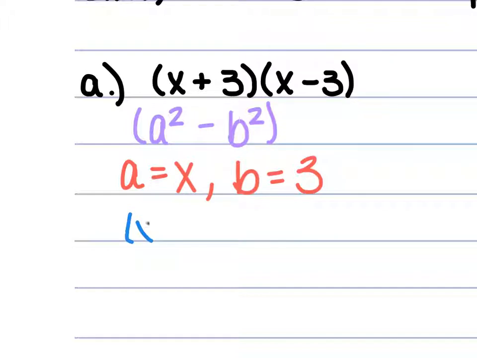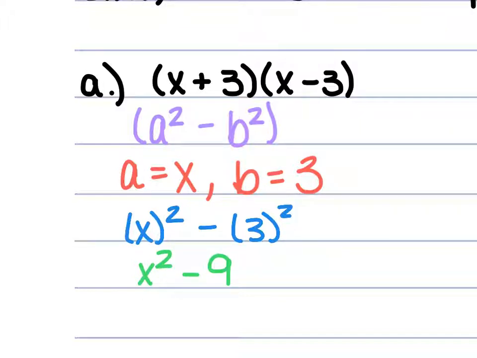So we're going to have x squared minus 3 squared. x squared is x squared, and 3 squared is 9. That negative out front is going to stay negative, and we're just going to have x squared minus 9.